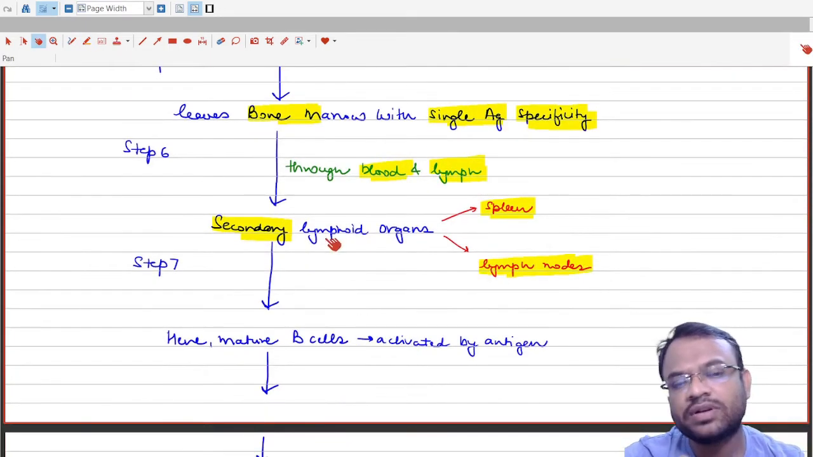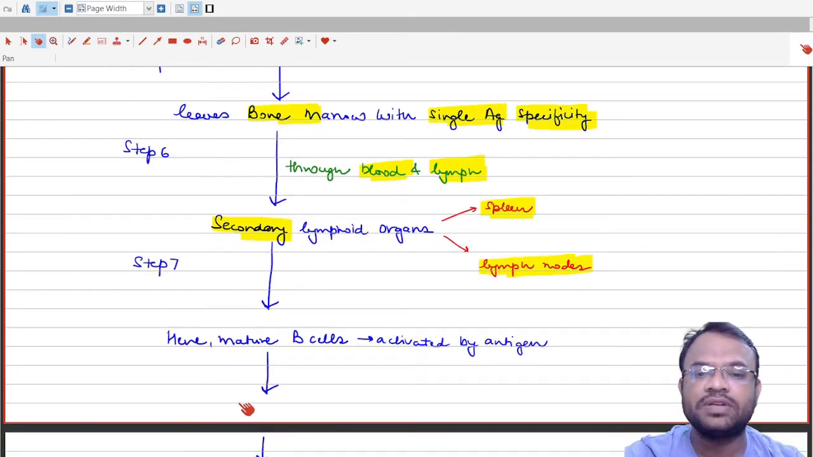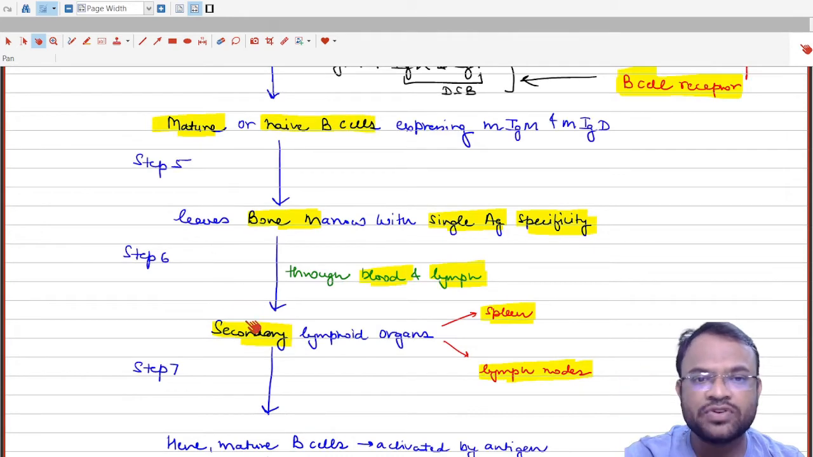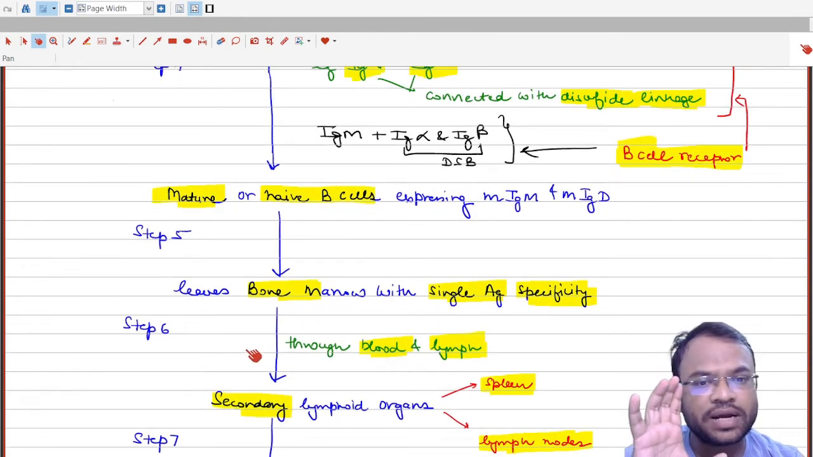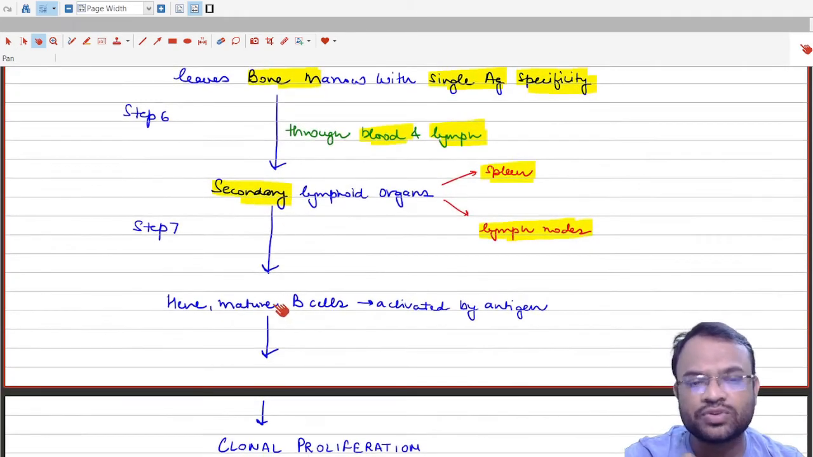Let us talk about the next step, that is step number 7. I missed out on the step numbers, but I believe you would have noted that down and understood it pretty well. Let us move on to the next point. Now, what happens in the secondary lymphoid organs?